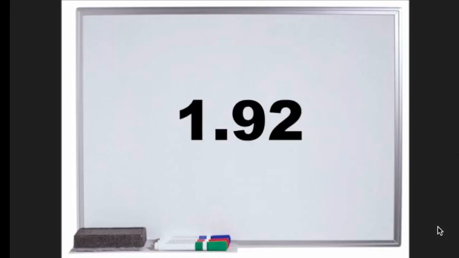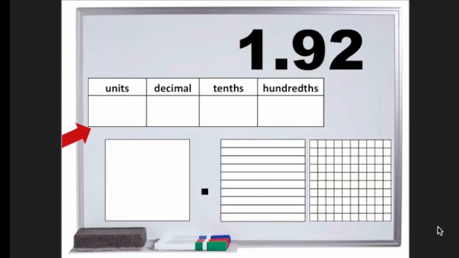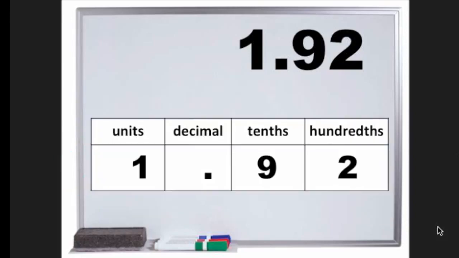In Activity 1, you learn about tenths and hundredths. In this activity, you will have to fill in the place value table and colour in one of the grids. This is how 1.92 looks in a place value table. We have our 1 unit or whole, our decimal in our decimals column. We have 9 tenths and 2 hundredths.